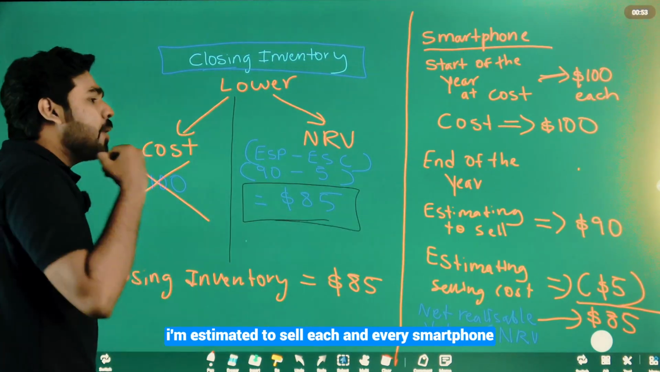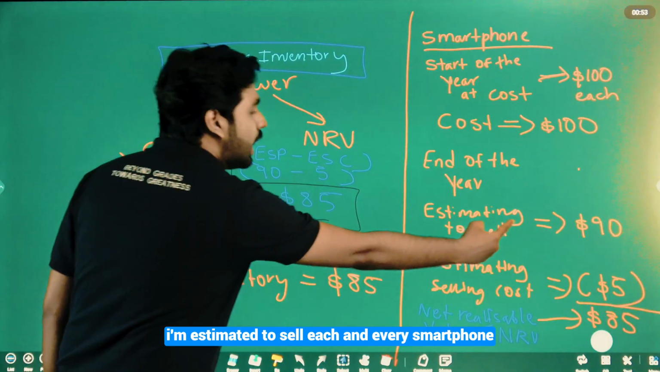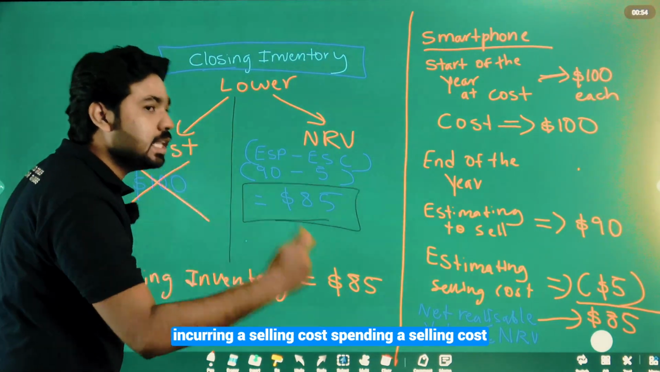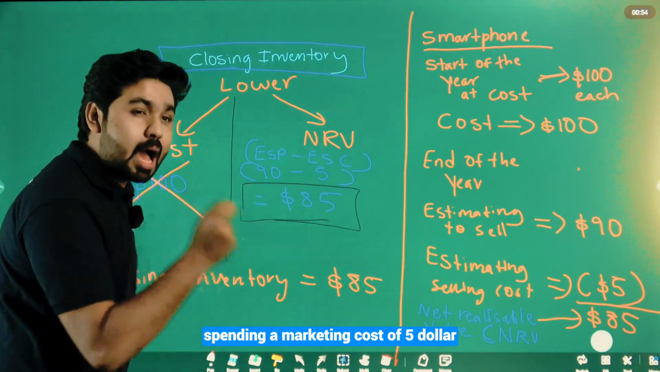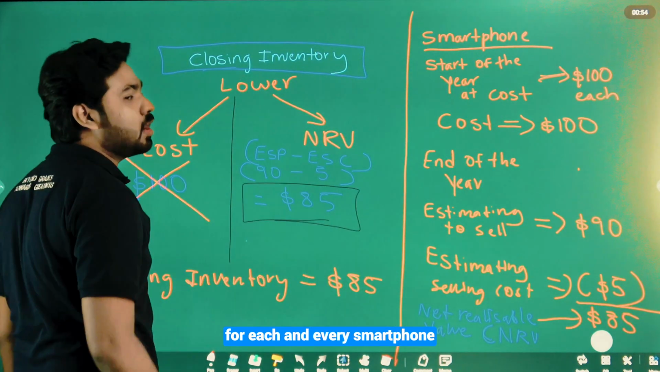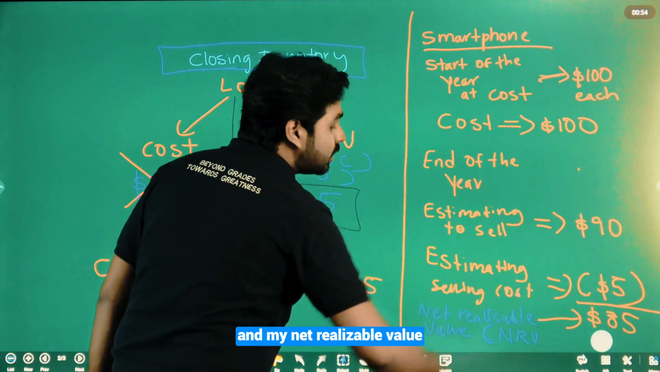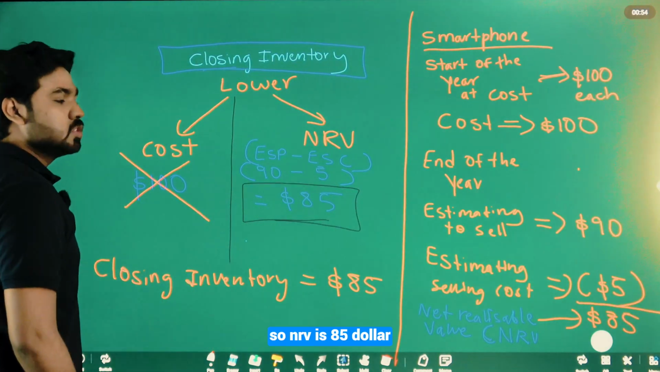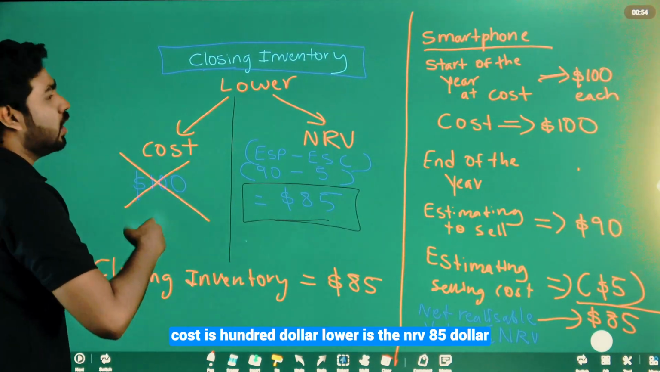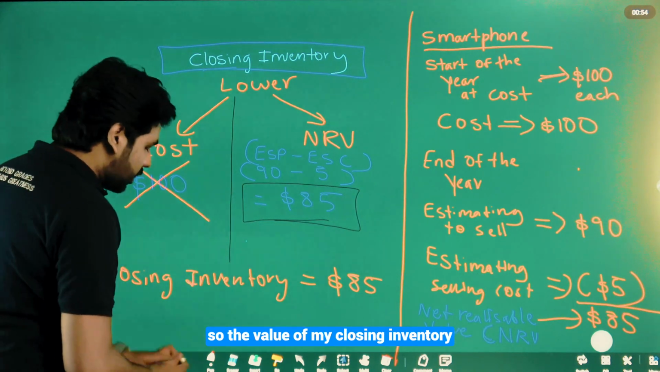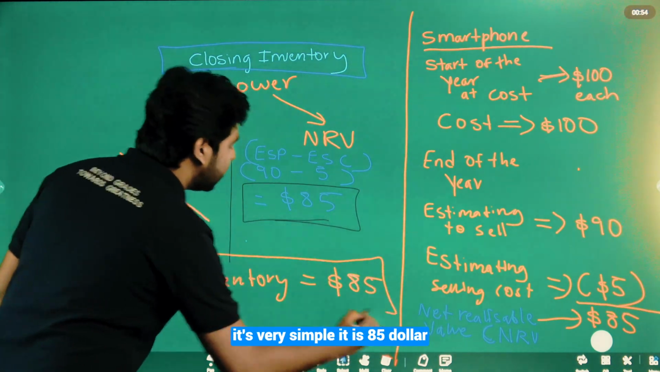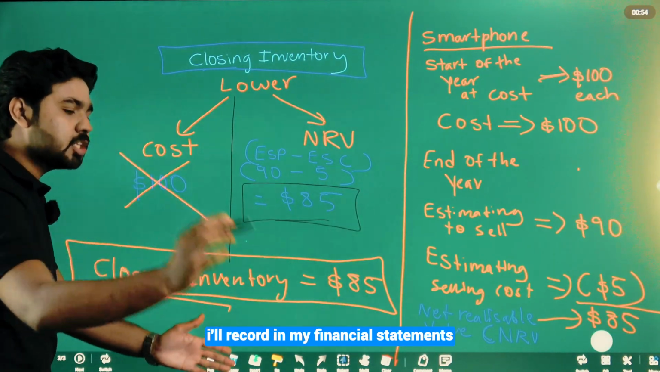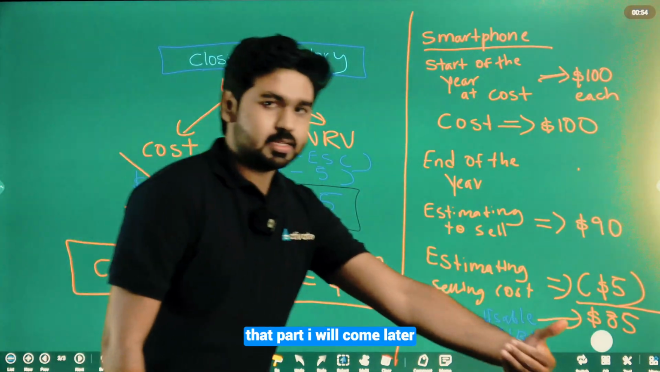At the end of the year, I'm estimated to sell each and every smartphone at a price of $90 by spending a selling cost, a marketing cost of $5 for each and every smartphone, and my net realizable value, which is the NRV, is $85. So NRV is $85, cost is $100, lower is the NRV, $85. So the value of my closing inventory, it's very simple, it is $85. I'll record this in my financial statements. That part I will come to later.